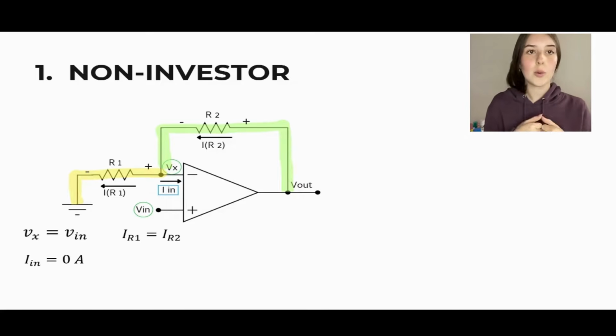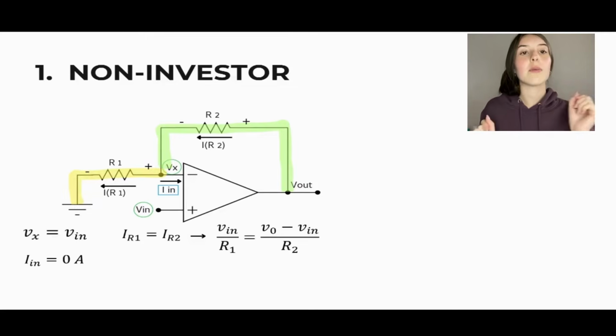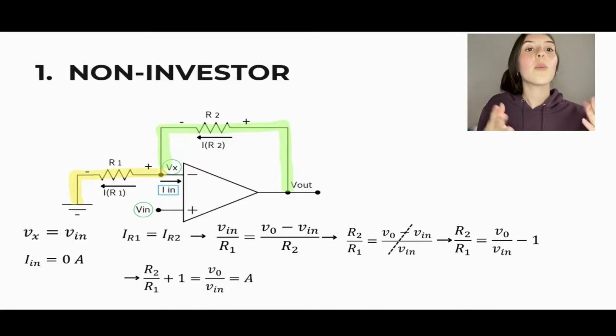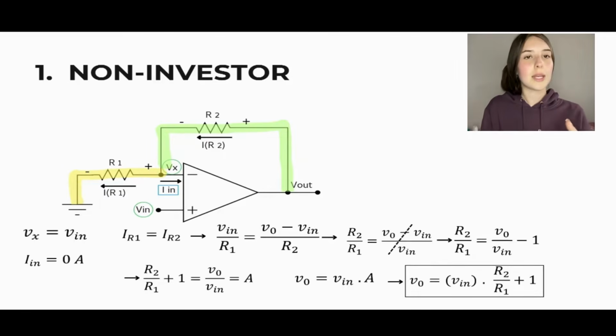Now, let's define how to find the gain. As we mentioned before, the currents of resistance 1 and 2 are equal, so applying Ohm's law, we get Vin minus 0 over R1 equal to Vout minus Vin over R2. Remember that Vx is equal to Vin. We multiply crosswise so that we have R2 over R1 equal to Vout minus Vin over Vin, and from that we take the common factor, which is Vin. We pass the 1 to the other side to add, leaving Vout over Vin on one side, which is the gain. And to get Vout, the Vin is passed to the other side to multiply.